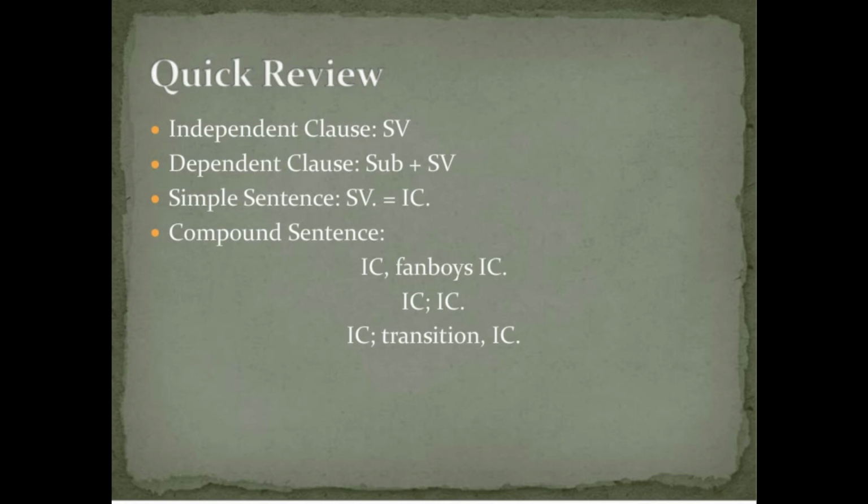We learned about the first type of sentences, which is a simple sentence. A simple sentence contains one independent clause, or one unit of a subject and a verb. A compound sentence contains at least two independent clauses, and we talked about three punctuation rules for compound sentences. You can connect two independent clauses with a comma and FANBOYS. You can connect two independent clauses with just one semicolon, or you can connect two independent clauses with a semicolon, transition, and a comma.